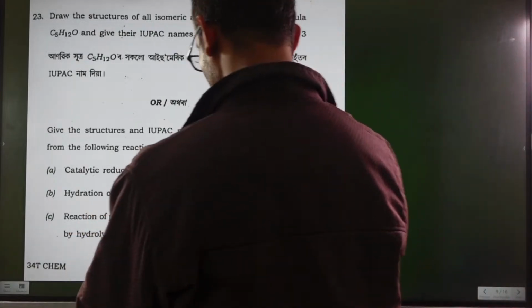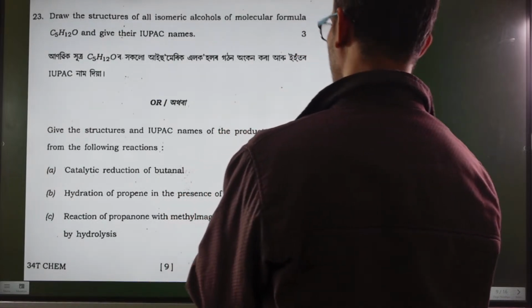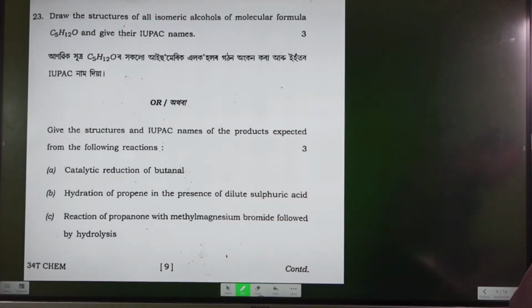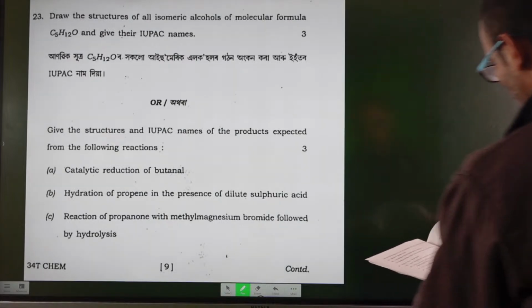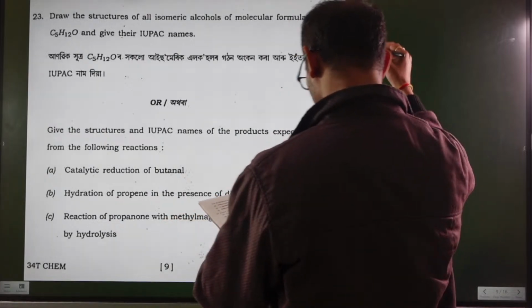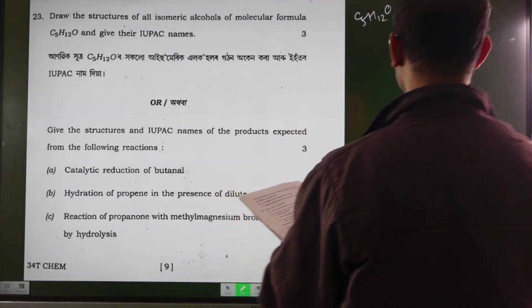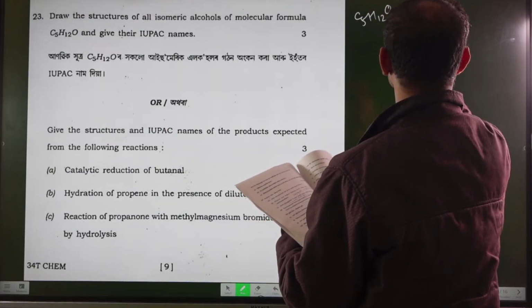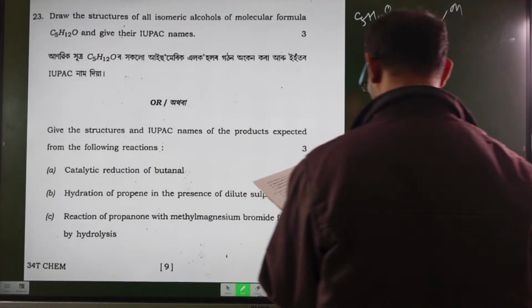And in this case, you can see the question is coming here: how many isomeric structures of alcohol will be formed, right? For this you just write C5H12O. Okay, so you have to write the isomeric alcohols like that. So 1 2 3 4 5. This is pentanol. Okay, this is one.